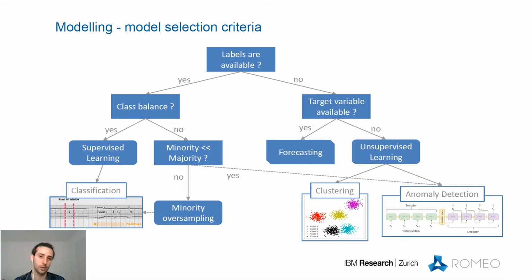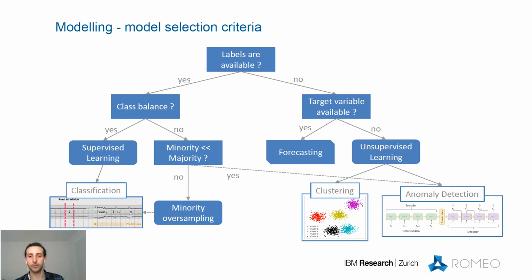This is the most well-established branch of machine learning. And this is something where we can apply things like classification. But if we do not have class balance, then we need to ask another question, which is, is the minority much smaller than the majority? In terms of wind turbines, we can think about it this way: do we have a lot more healthy data than we have failure data? If so, then we cannot apply these kinds of classification approaches, and we'll have to go to anomaly detection and clustering. Otherwise, if they are not very far apart, we can do something called minority oversampling, where we can rebalance these classes and then go back to classification.